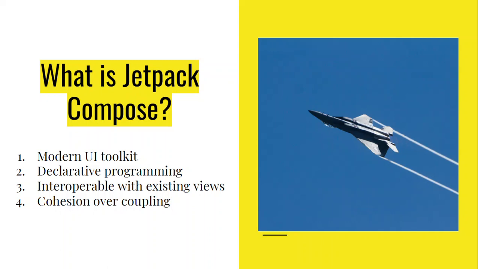Best part is that it is interoperable with existing views, which means that if you already have an Android application and you do not want to convert A to Z views to Jetpack Compose, then it is really possible with the interoperability feature. So the architecture followed here is cohesion over coupling. The major reason for this is that when you do cohesion, it's like a plug and play component you can make. It is less prone to errors. And the best part is that it is much more maintainable and testable over coupling.